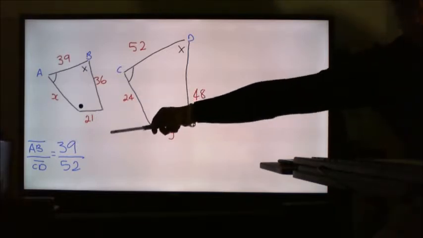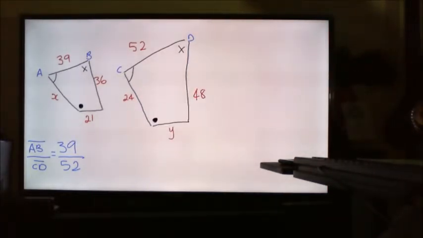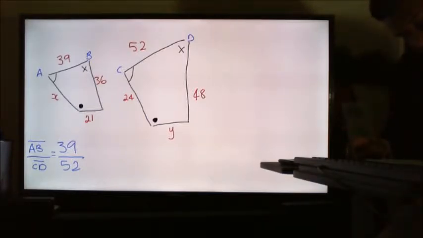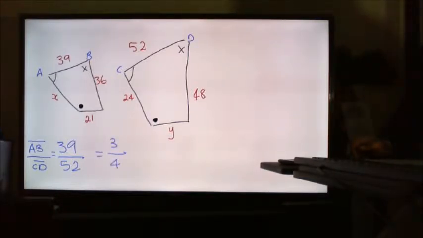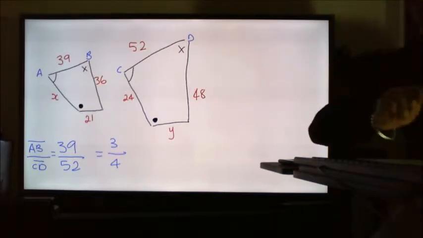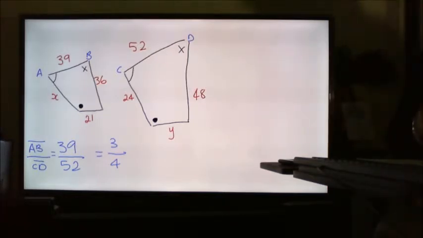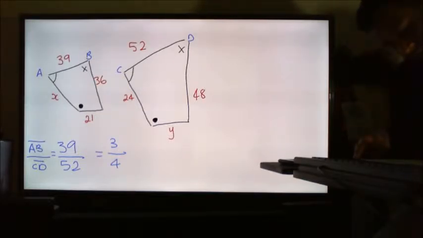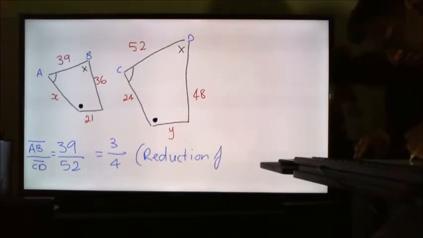Now, you don't need to worry too much about the terminology there, just worry more about the numbers, 39 and 52. Now, if I divide both of those by 13, I get a scale factor of 3 over 4. This scale factor here is what we call a reduction factor. Why? That's saying that one side is 3 parts and the other is 4, 3 parts to 4 parts. If you remember ratios, we can simply go down to 1 part and then calculate what the other parts are. So this here is what we call the reduction factor.